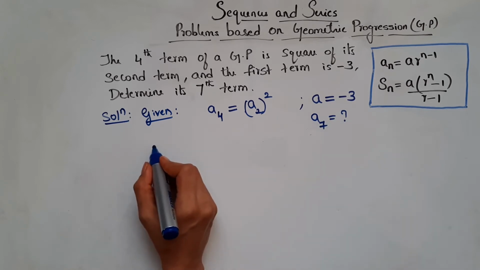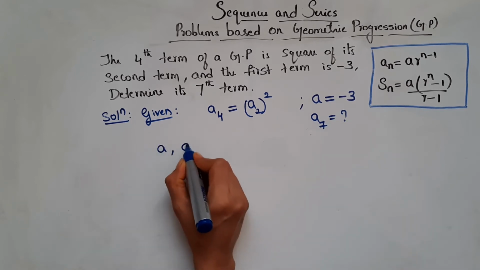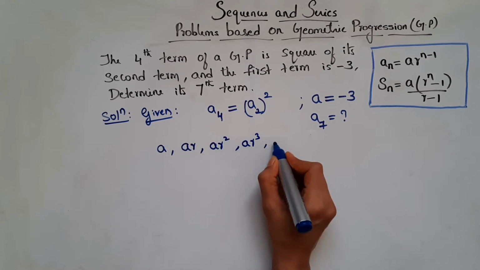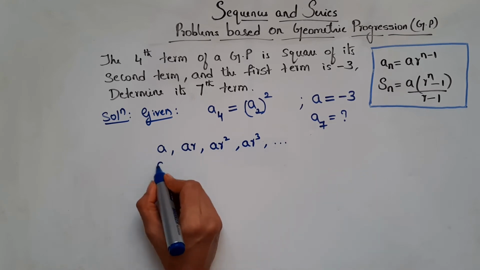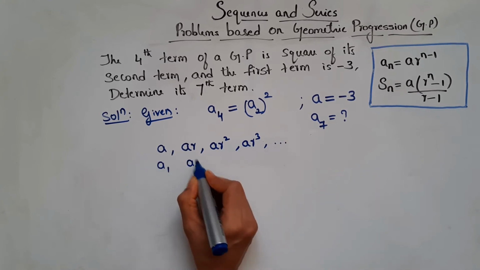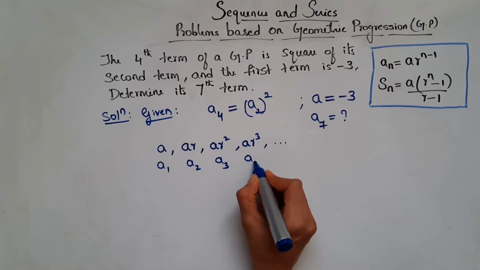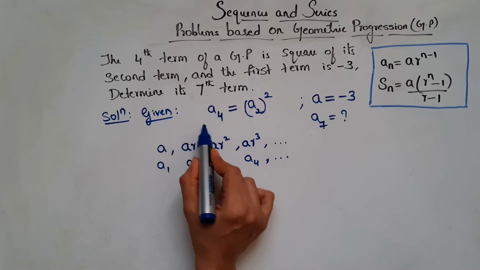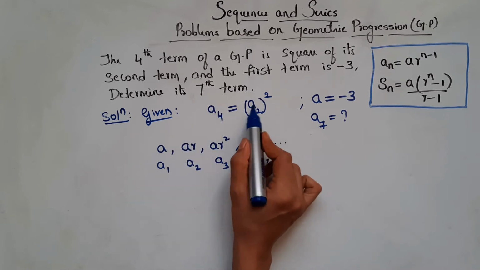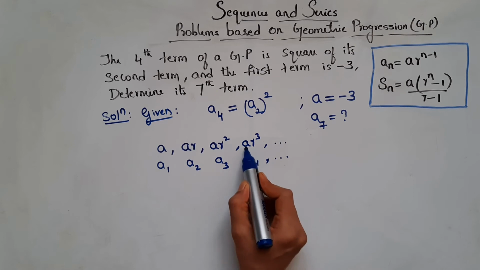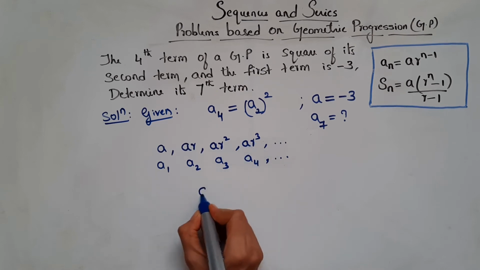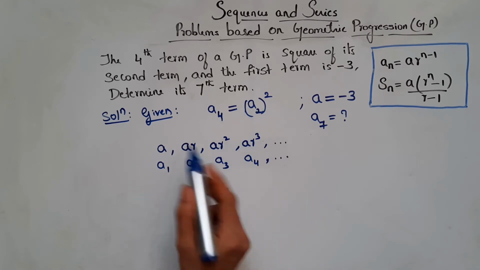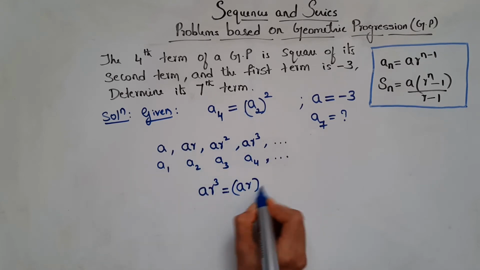We know in a GP terms are of the form a, ar, ar^2, ar^3 and so on, right? So here a is the first term, a1, this is the second term, this is the third term, this is the fourth term and so on. Here they have said the fourth term is the square of the second term. What is a4? We know the fourth term is a r^3. So a r^3 is equal to, what is a2? a2 is ar, so (ar)^2, right?